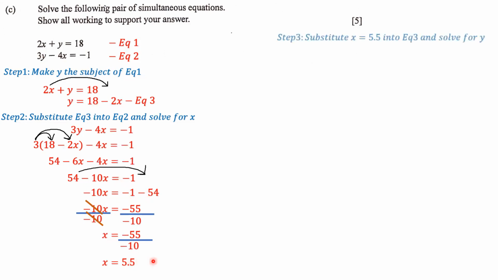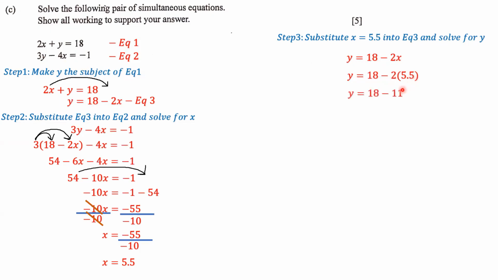Seeing that we already know the value of x, we're going to substitute it into equation 3. Equation 3 is y is equal to 18 minus 2x. And so wherever we see x, we're going to put 5.5. So y is going to be equal to 18 minus 2 times 5.5.